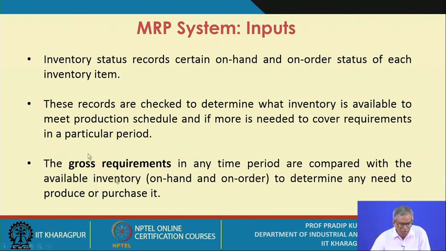Now there is a term called gross requirements in any time period. Now this gross requirements for any item in any time period are compared with the available inventory, that means on hand plus on order, okay, to determine any need to produce or purchase it. This we will constantly do. That means suppose the time bucket is 1 week. So every week we have to update the data and take decisions on this.